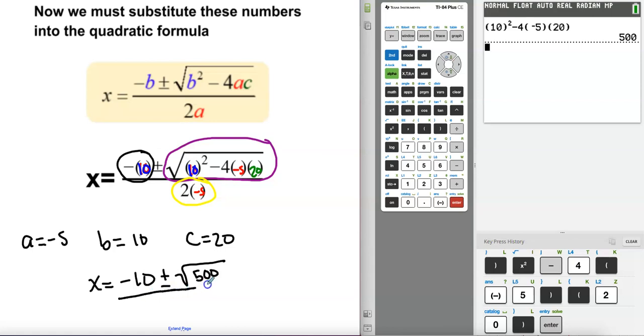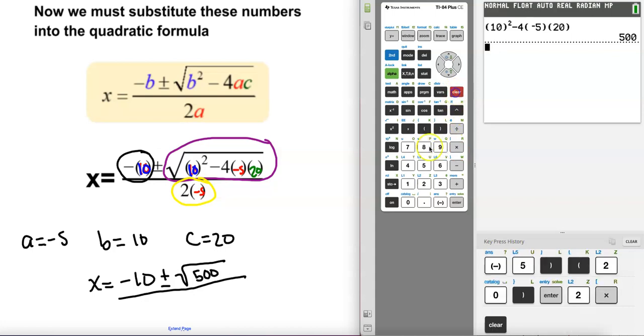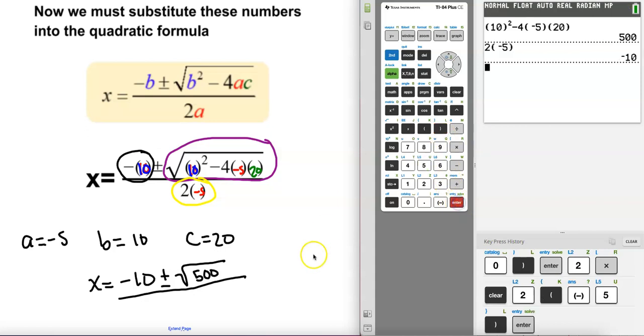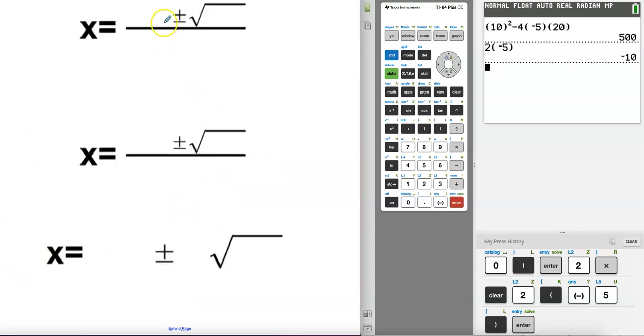Then you divide this by 2 times a. This is the last part that you need to simplify before you can move on. So 2, open parentheses, -5, close parentheses, and you get -10. So now I have a -10 out here. When you go to your next step, this is what you start with: -10 out here, 500 under here, and then a -10 out here. That's what we got when we simplified the 3 sections.